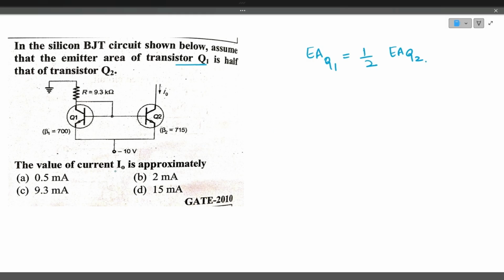Now the value of I0 is, here we must understand that the total current depends on the emitter area. So when the emitter area of Q1 is half of the emitter area of Q2, it also results in the emitter current of Q1 being half of the emitter current of Q2. Similarly, the collector current of Q1 is half of the collector current of Q2. So if you can find the collector current of Q1, you can easily find the collector current of Q2 and vice versa.